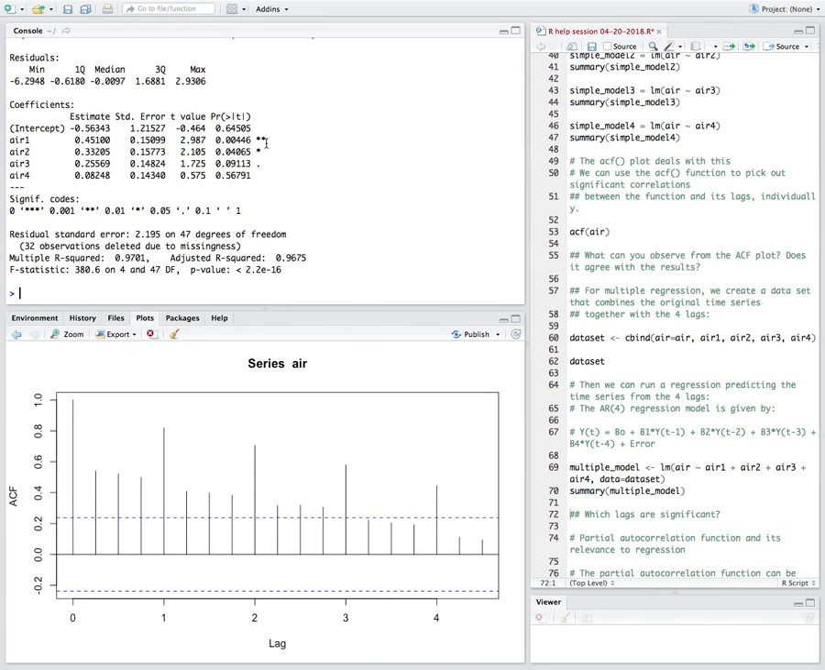Now, I don't know if you guys have been taught this in class, because I went through your slides and I did not find the PACF function. So I'm going to be running something called the PACF function, which is the partial autocorrelation function.